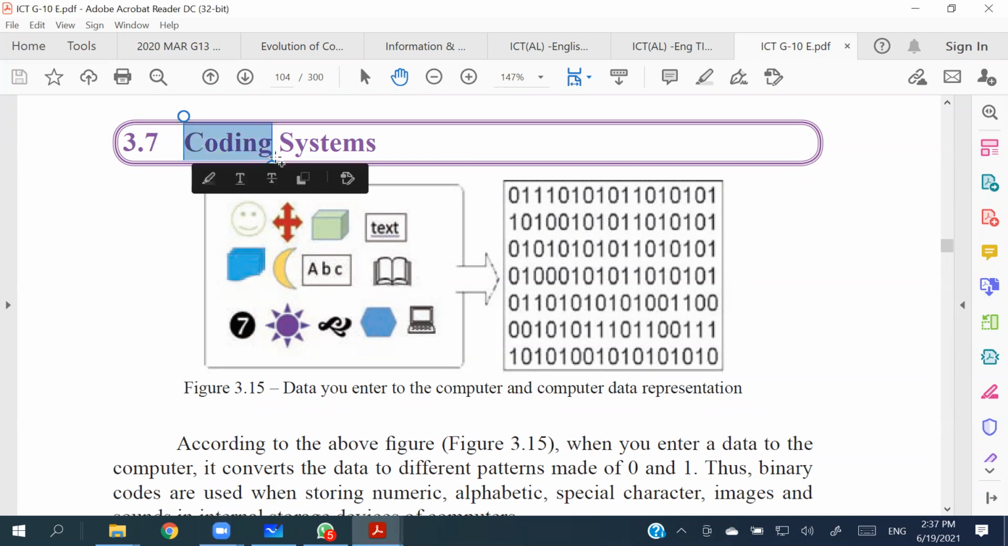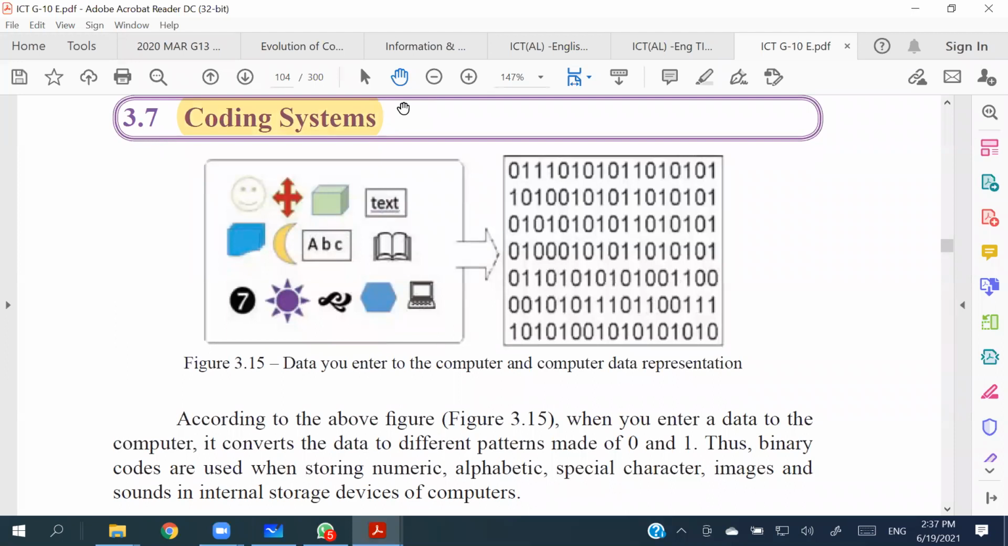So have the subheading, coding systems. You don't need to draw this particular diagram, but it illustrates the things that we can see and how the computer sees them. We see icons, pictures, letters, audios, videos, things like that. And on the computer side, the processor, the operating system, all these things see everything as ones and zeros.